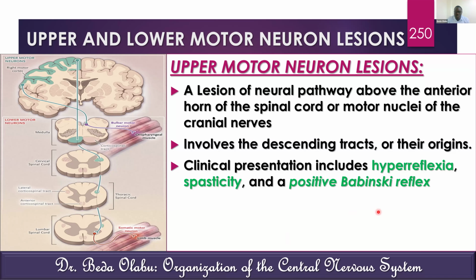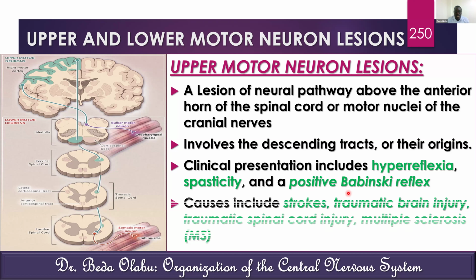Clinical presentation of upper motor neuron lesions will include hyperreflexia, which is exaggerated reflexes, spasticity, which is also some excessive contractions or rigidity that muscles have, and positive Babinski sign, which I've already explained. Causes of upper motor neuron lesions include things like stroke, also known as cerebrovascular accidents, trauma either to the brain or spinal cord, and multiple sclerosis.